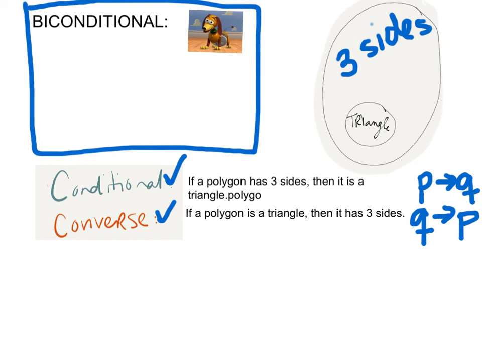It means a polygon is a triangle if and only if it has three sides. That means that it works both ways. So a biconditional happens when the conditional and the converse are both true. Okay, now I'd like you to write in whatever you think is most important for your definition of biconditional right here.